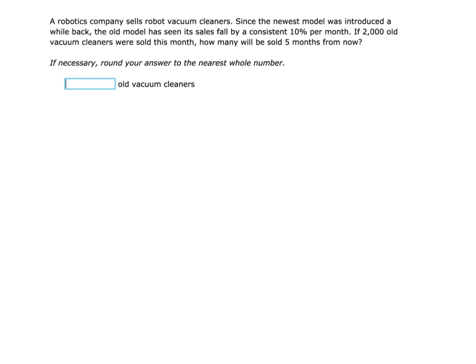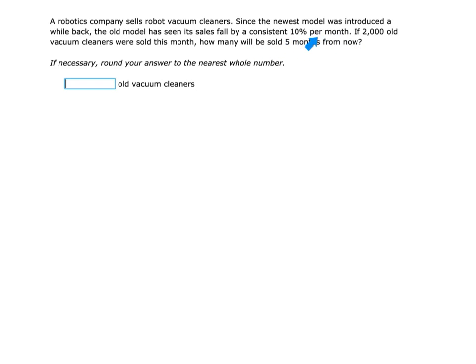A robotic company sells robot vacuum cleaners, maybe Roomba or one of those. Since the newest model was introduced a while back, the old model has seen its sales fall by a consistent 10% per month. Right? Because you know how technology is. Like nobody has a Palm Pilot anymore. I don't think, except as a collector's item. If 2,000 old vacuum cleaners were sold this month, how many will be sold 5 months from now?